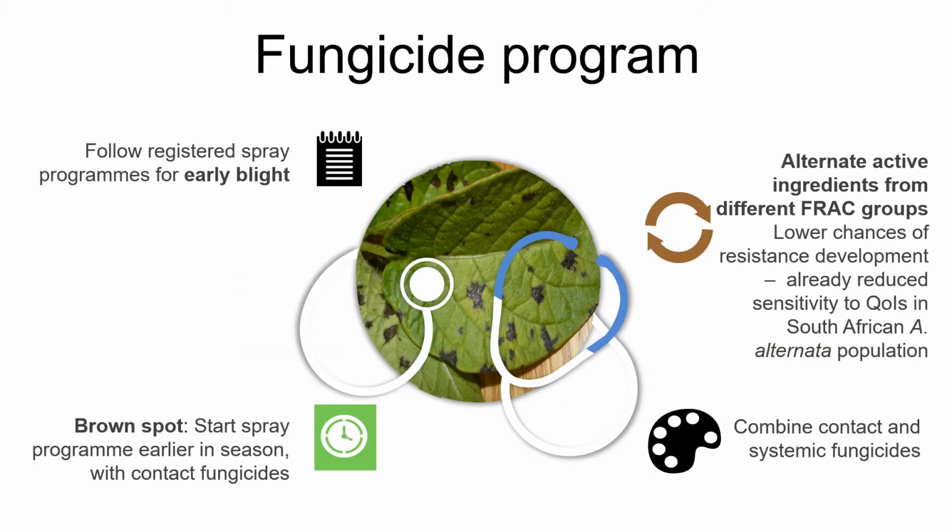So just something quickly about a fungicide program. One should always follow a registered program. And normally the standard practice is to follow a registered program for early blight, because there are more fungicides registered for early blight than there are for brown spot. If one has a problem with brown spot in the season or historically, it is wise to start the spray program earlier in the season than you would for early blight, and to start with contact fungicides.